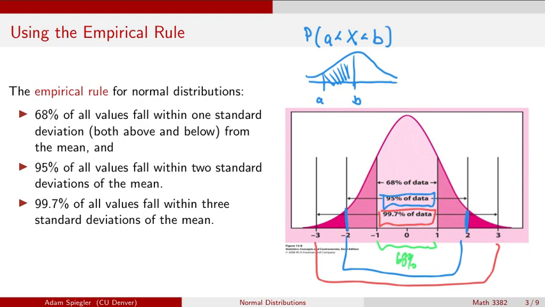And so this is often called the empirical rule. This is a nice approximation that we can apply to normal distributions. This same rule doesn't apply to distributions in general. This is just a good rule of thumb that we can use when working with normal distributions.